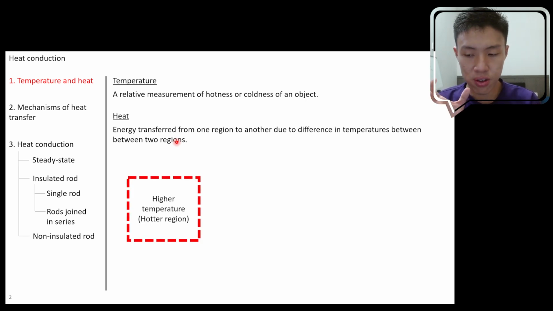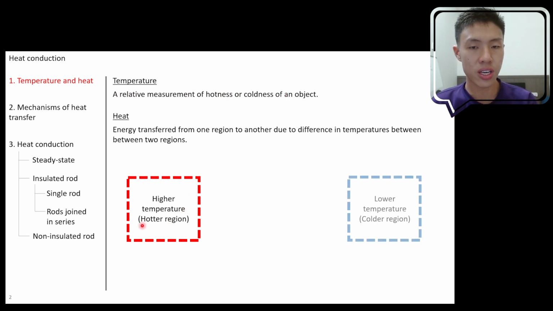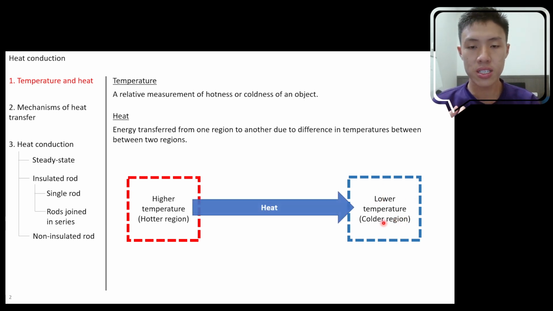Let's give you an example over here. Let's say we have a region here which is high in temperature. Because temperature is a relative measurement of hotness and coldness, higher temperature means hotter region. On the other side we have a lower temperature region, which is a colder region. If we place these two regions in thermal contact, meaning they can transfer heat from one place to another, heat will flow from the region with higher temperature to the region of lower temperature. It always works in this way. It always goes from the hotter region to the colder region. And this energy that is moving, we call heat.